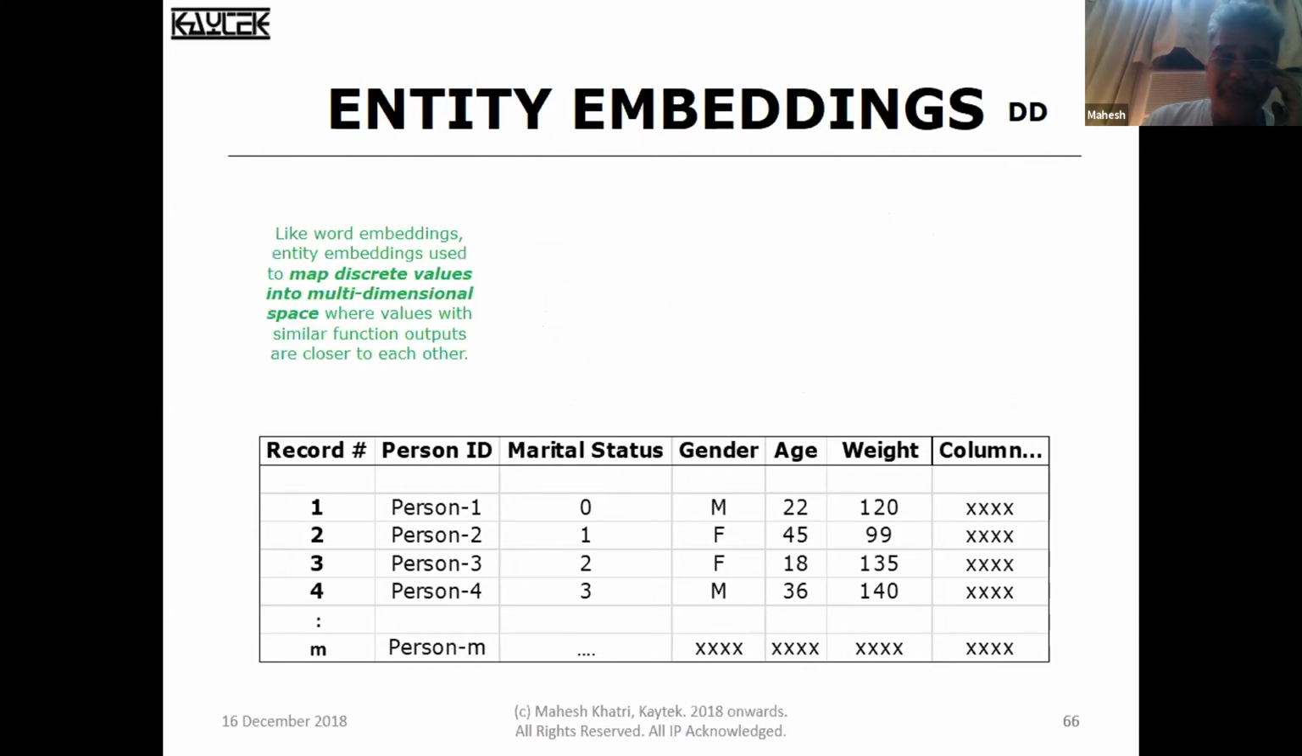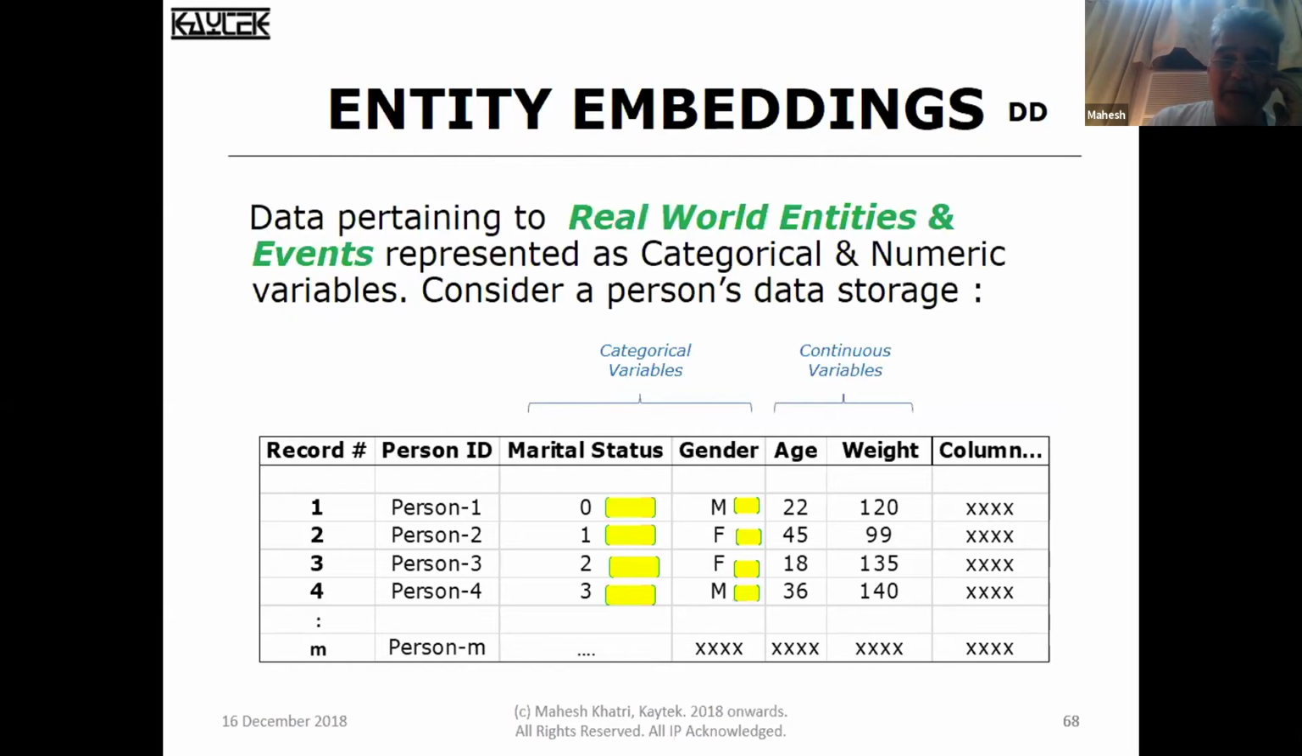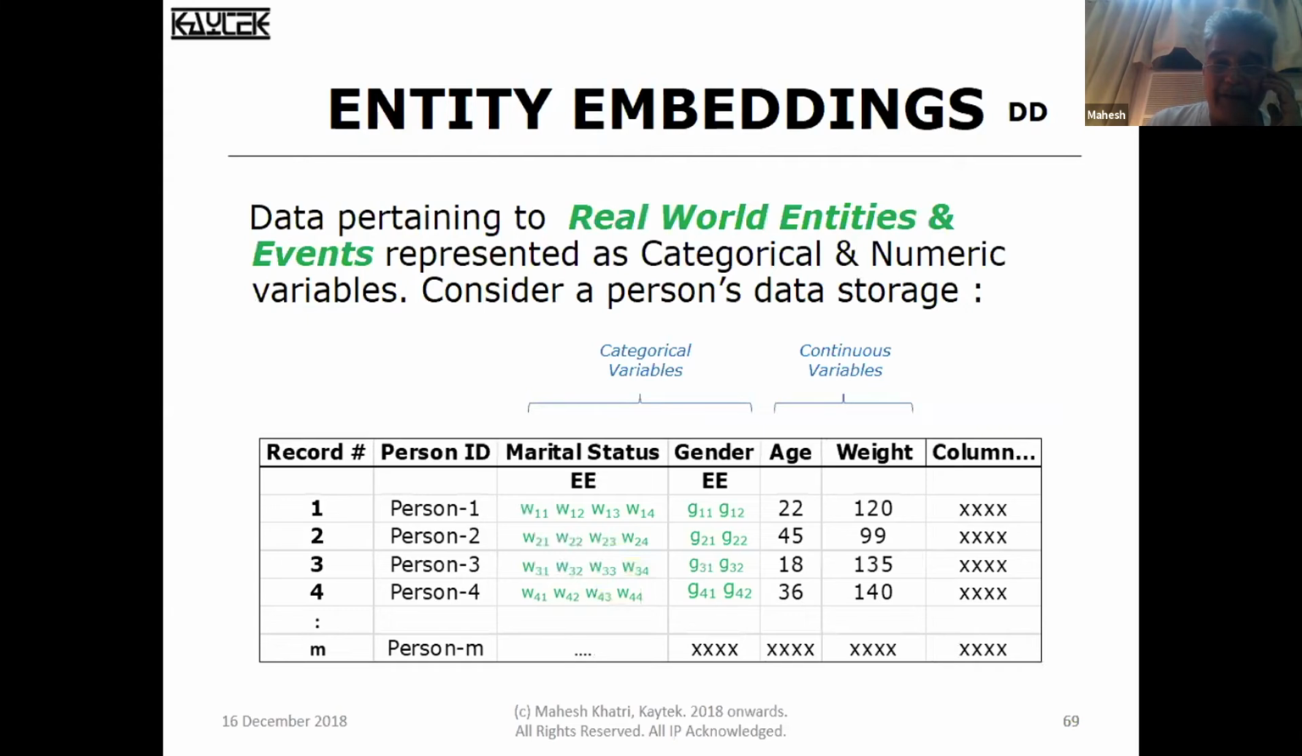So just like word embeddings, we have entity embeddings, which are used to map discrete values into a multidimensional space. So instead of marital status and gender being just single values, each of those instances gets replaced by a single dimensional array. So let's look at the actual data storage. You would have marital status and gender, each of those instances getting replaced by a single dimensional vector of different dimensions.